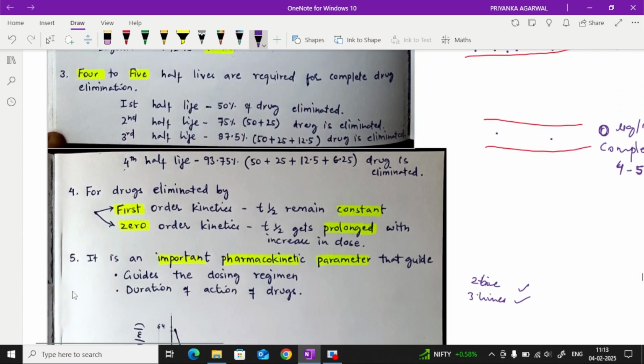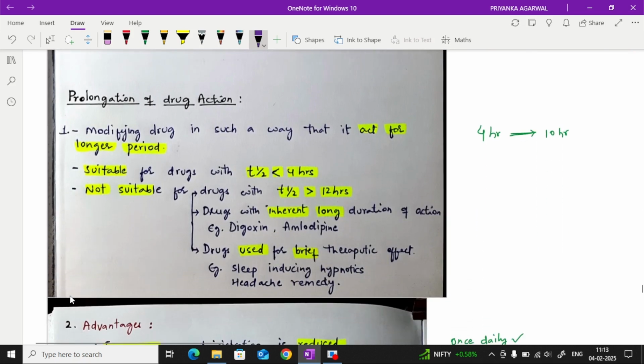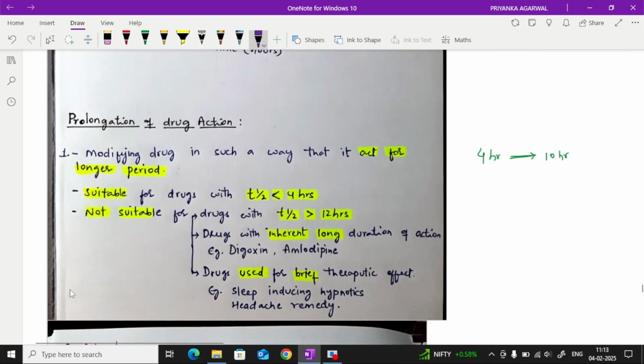Okay, done? Right. Now let's move on to the next question, that is the prolongation of drug action. What do you mean by prolongation of drug action? Imagine you have a drug that is acting for 4 hours now. If you want it to act for 10 hours, that is the prolongation of drug action. So modifying a drug in such a way that it acts for a longer period is nothing but prolongation of drug action. Now, for which drug should we do it?